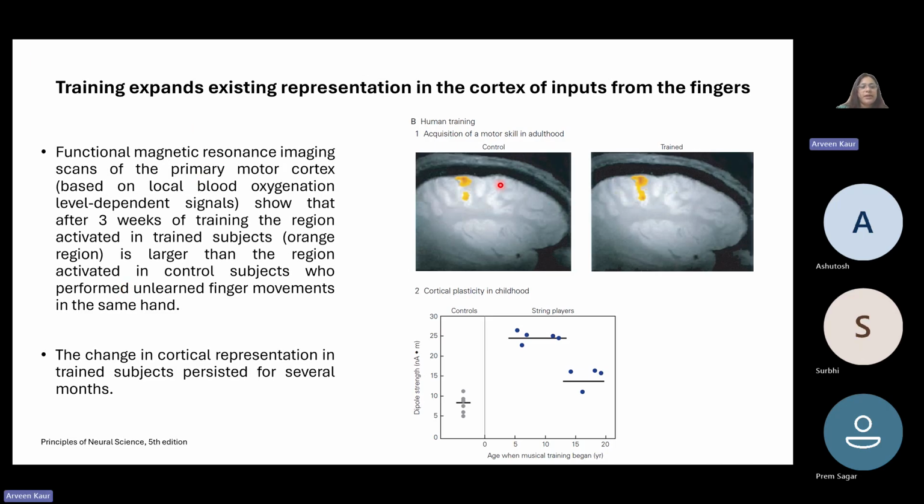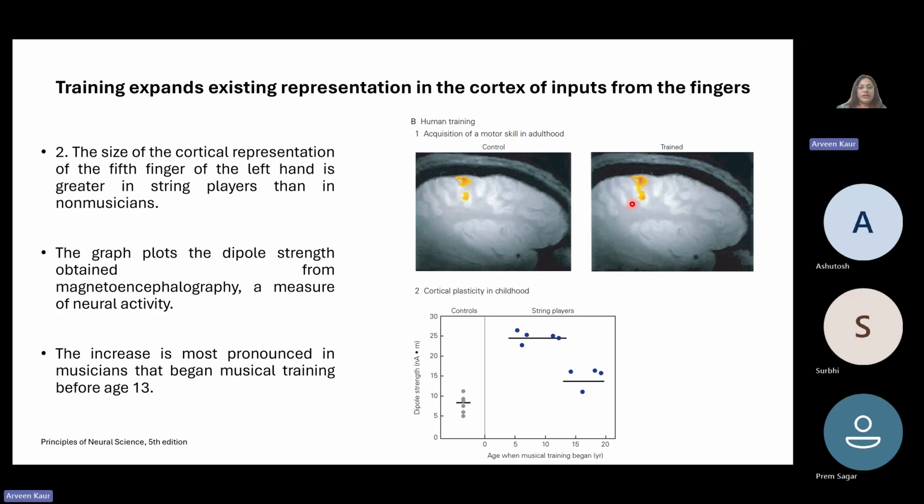If you look at these fMRI, or functional magnetic resonance imaging, scans of the primary motor cortex of the brain, we have still not come to the techniques, but fMRI shows the utilization of oxygen by the brain. So it will be utilized by regions that are more active, right? The local blood oxygenation level dependent signals show that after 3 weeks of training, the region activated in trained subjects, which is over here in orange, is larger than the region activated in control subjects who performed unlearned finger movements in the same hand, right? The change in cortical representation in the trained subject persisted for several months after the training had been performed.